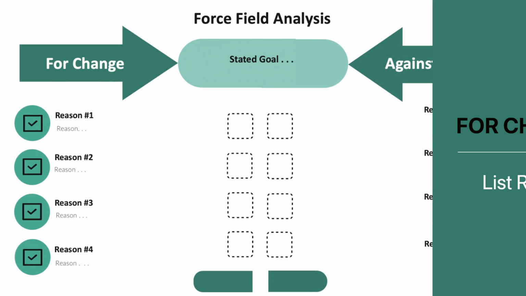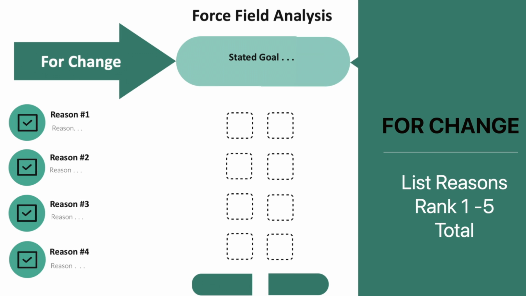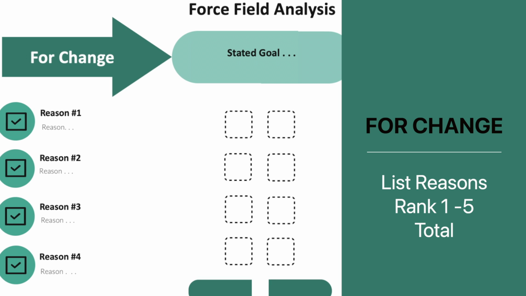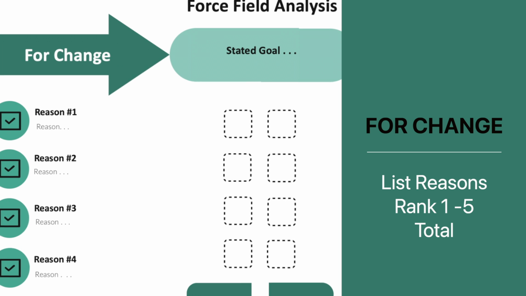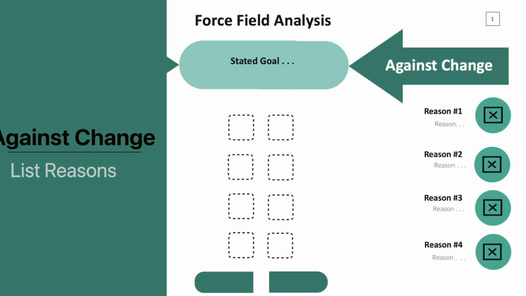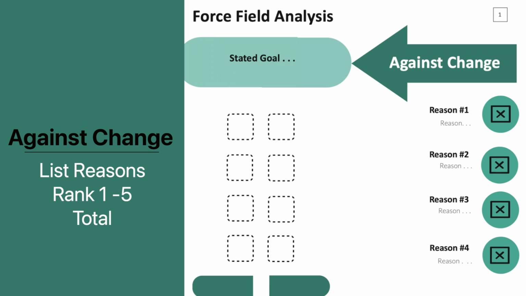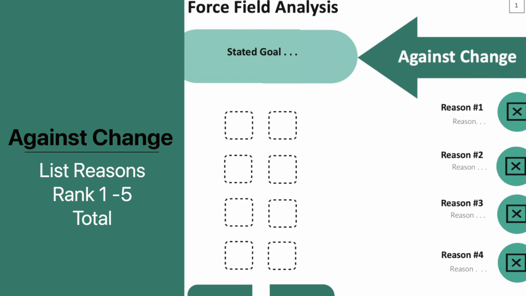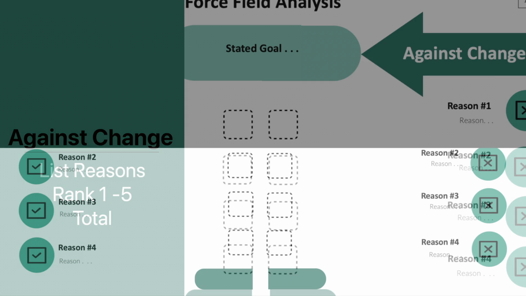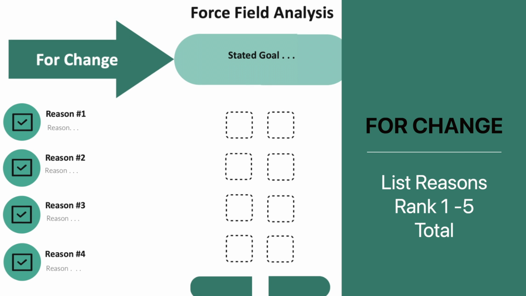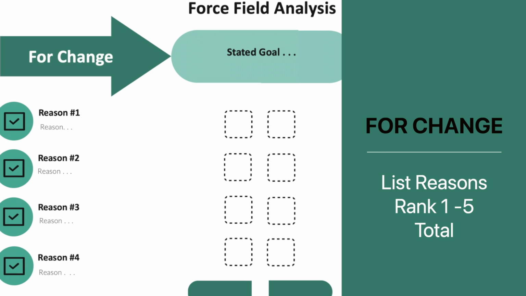Now, if we look at the worksheet, what you'll see here is on the left-hand side, you'll see for change, where you will list all the reasons why you think your team or institution needs to change. Then, on the right-hand side, you'll do the same thing. You'll make a list of all the reasons why there's going to be challenges if you change. So, what you'll do is you'll go to the left-hand side. You'll think about all the reasons why you or your company needs to change.